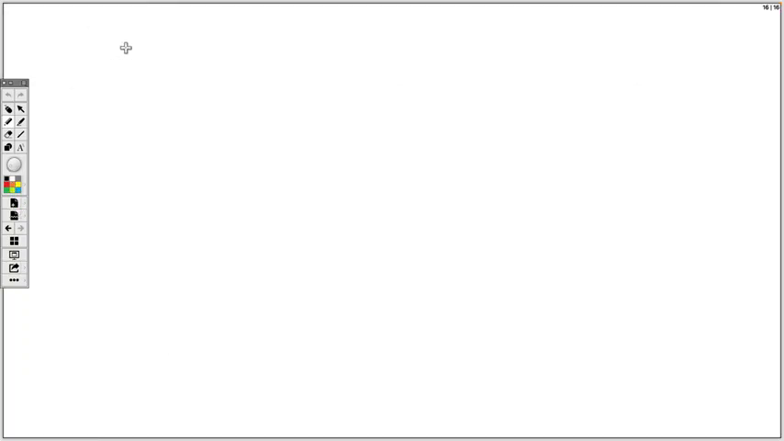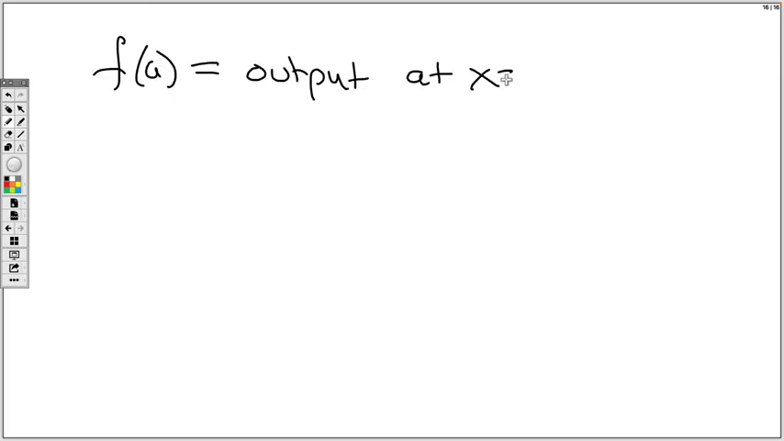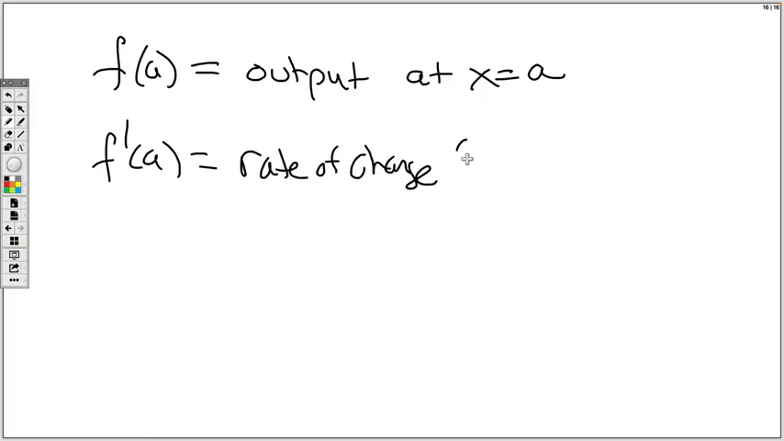If you have a function, f of a, this is the output at x equals a. F prime of a was the what? It was the slope, and then more generally it was the rate of change of outputs to inputs. Okay?